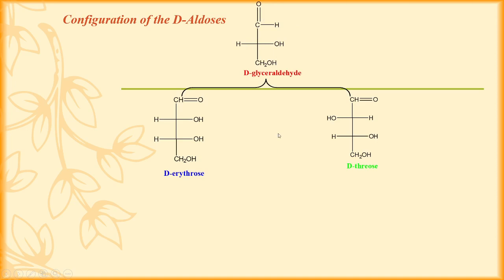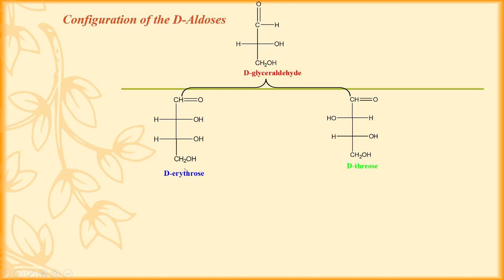When it is converted to the tetrose, that means 1 carbon atom is added. So this 1 carbon atom is added after this aldehydic group. So here we write the 1 carbon atom extra. But the only difference in these two structures is that in the left hand side structure we write the hydrogen on the left hand side, and in the right hand side structure we write the hydrogen on the right hand side. So these are the tetrose sugars, this is the D-erythrose and this is the D-threose.